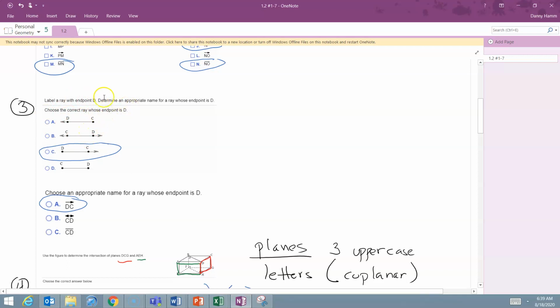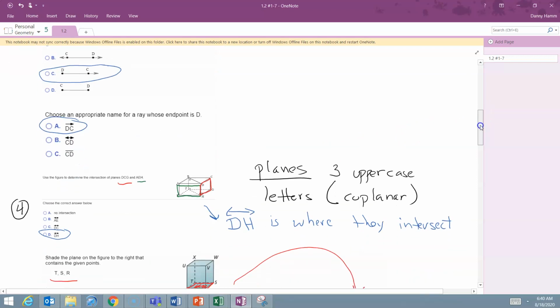So in this way, we look at here, which is the correct ray, where D is the endpoint. So this is where it must start. It's weird to think of it as an endpoint. I like to think of it as a starting point, and we're going in the direction of C. So when we write this as D to C, ray DC, meaning that D is the endpoint, or where we start, and we're going in the direction of C. So that's how we look at identifying rays.